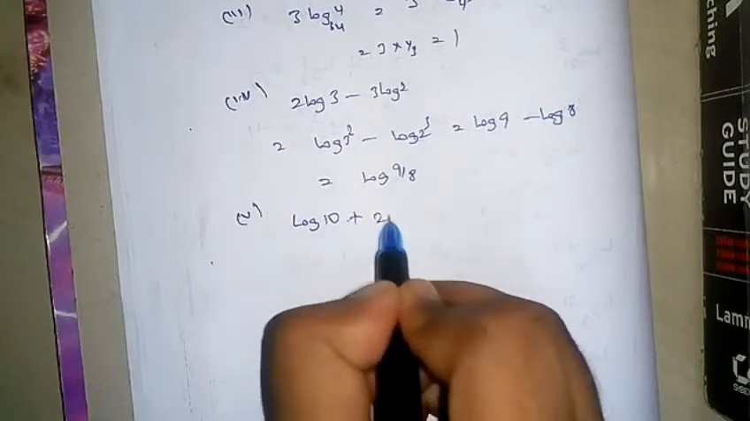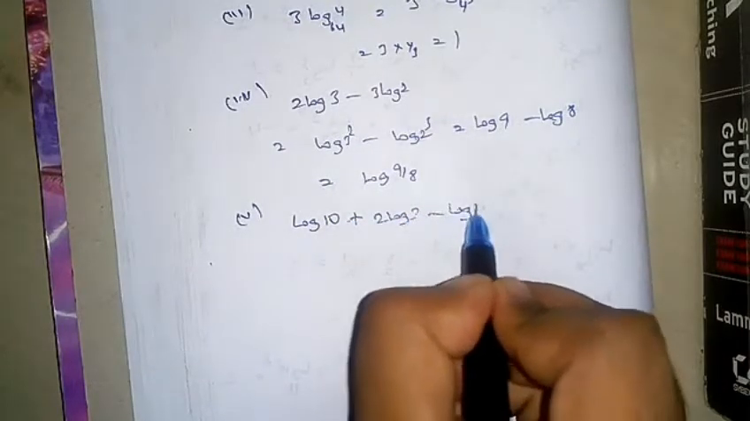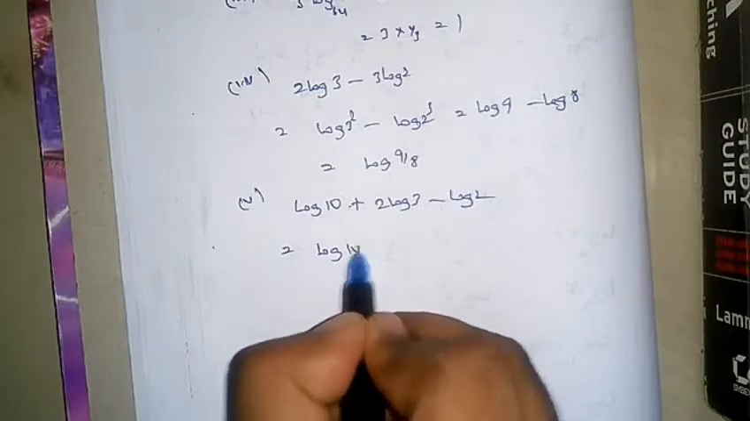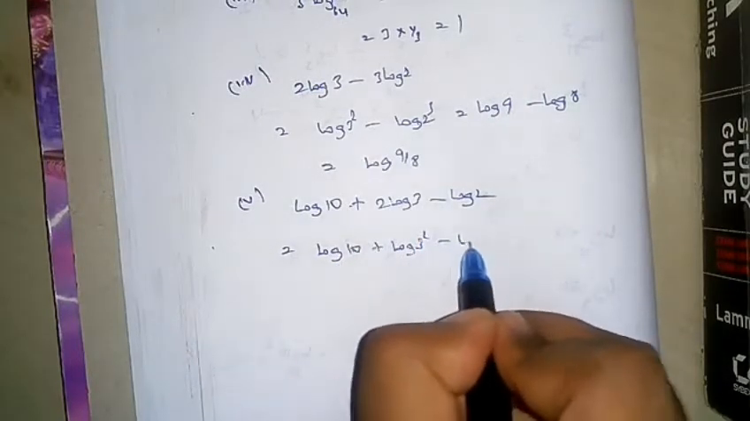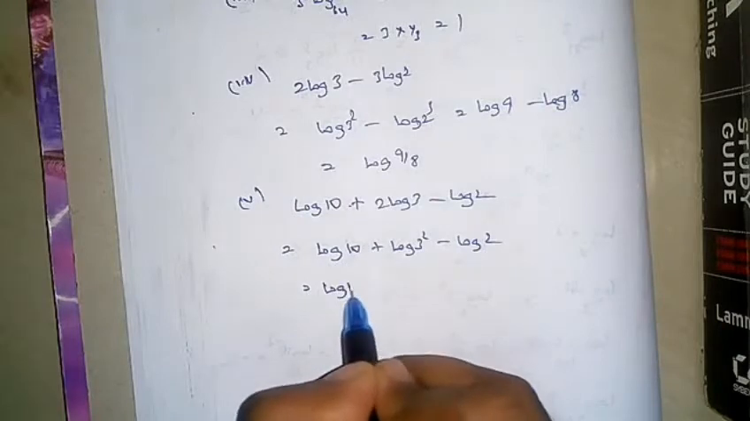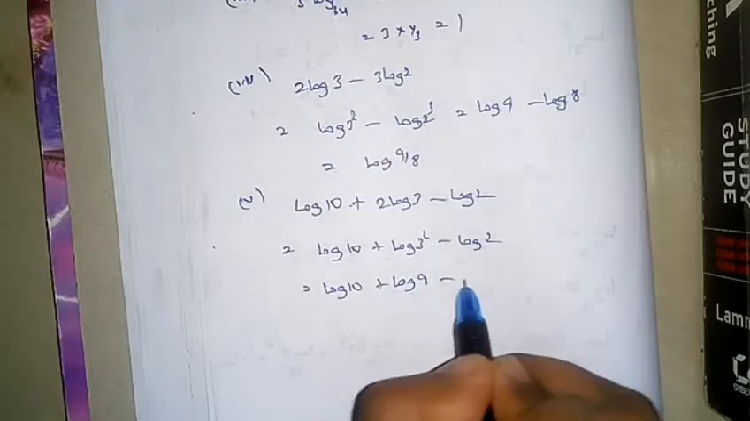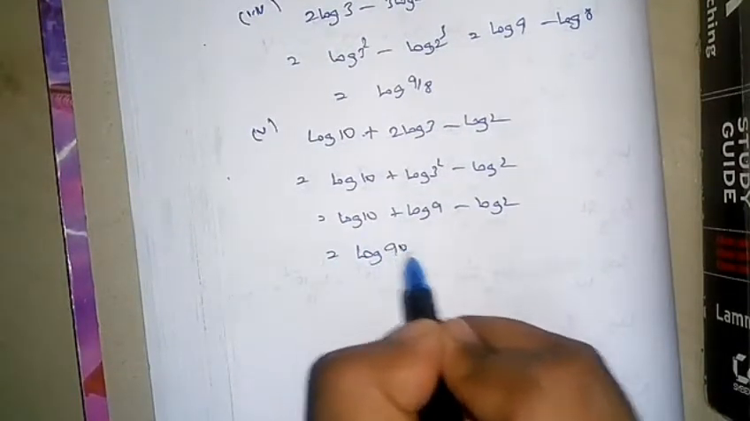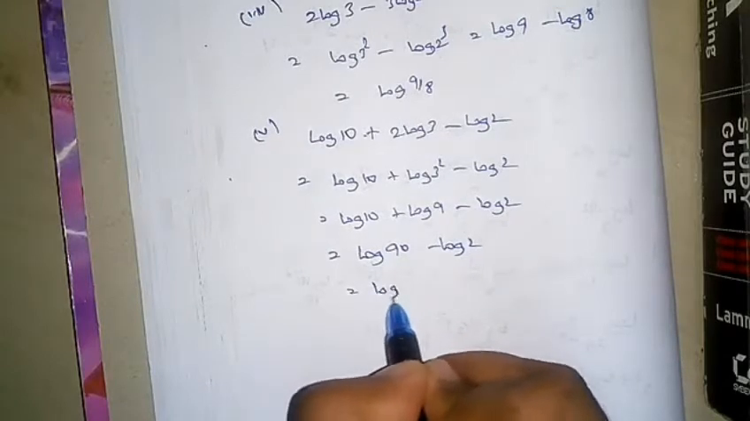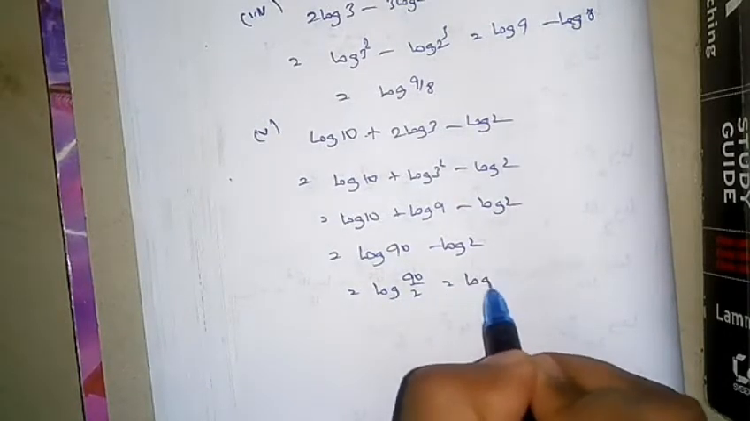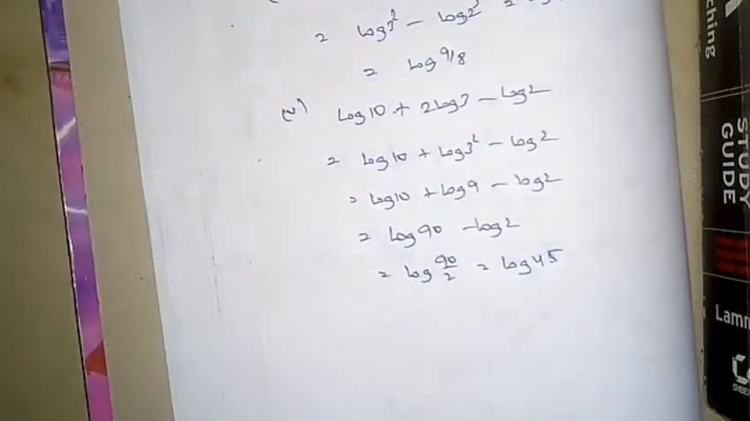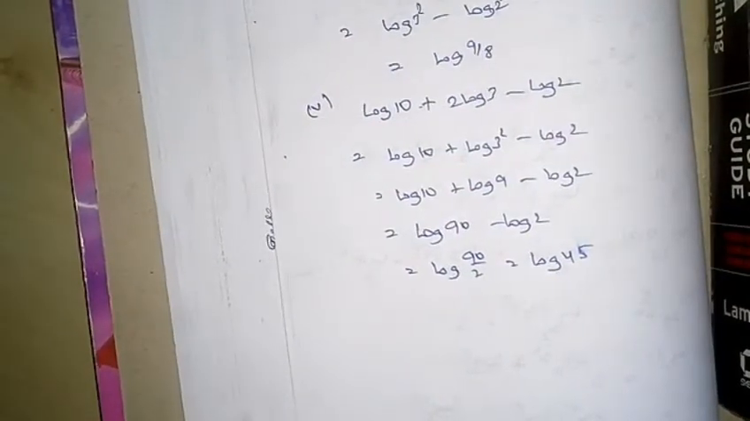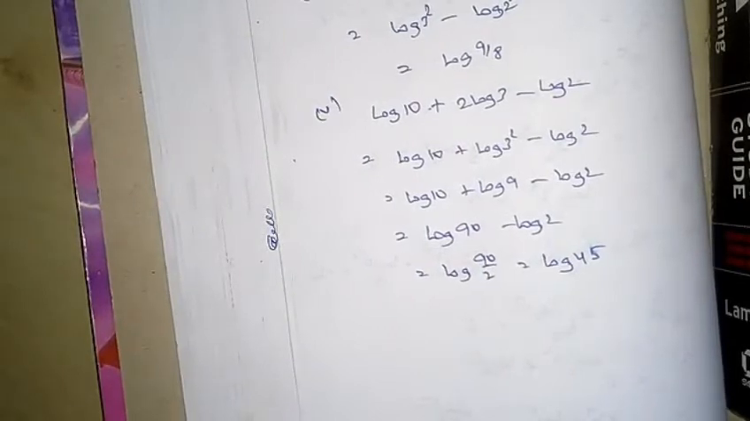Fifth one. Log 10 plus 2 log 3 minus log 2. This can be written as log 10 plus log 3 square minus log 2, which is equal to log 10 plus log 9 minus log 2. This can be written as log 10 into 9, which is 90, minus log 2. This is equal to log 90 by 2, which is equal to log 45. That's it. Let's check the answer. Yes, the answer is log 45. Second bit is over.